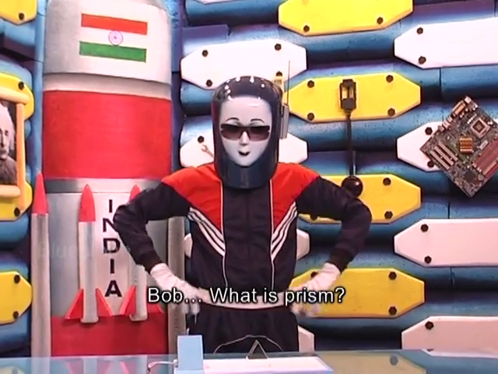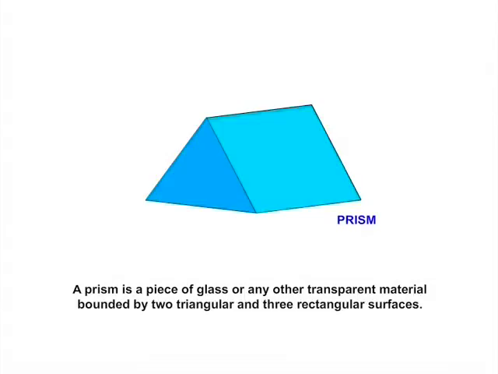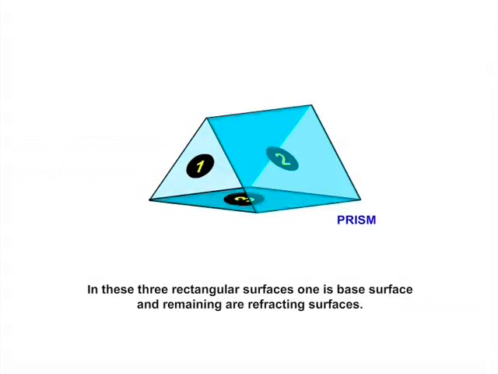Bob, what is prism? A prism is a piece of glass or any other transparent material bounded by 2 triangular and 3 rectangular surfaces. In these 3 rectangular surfaces, one is base surface and remaining are refracting surfaces.